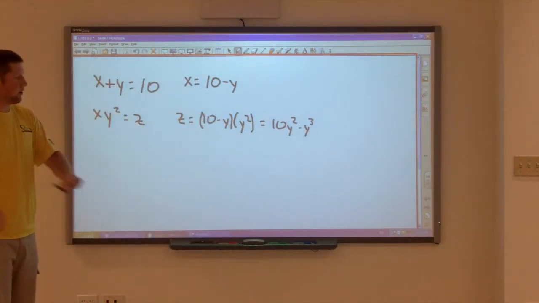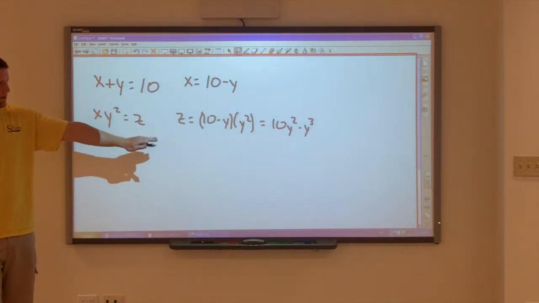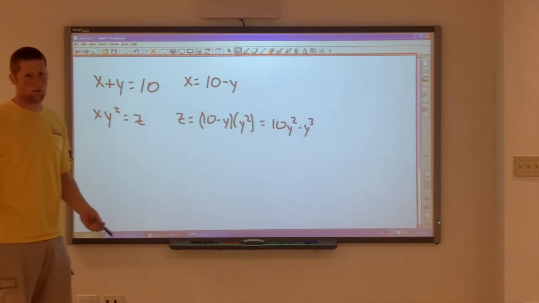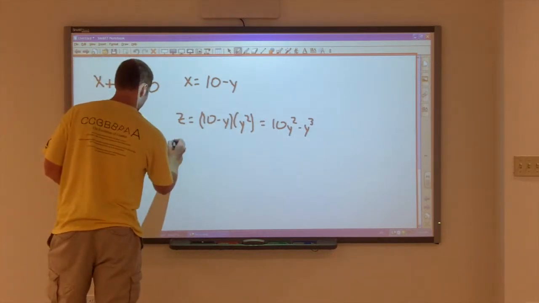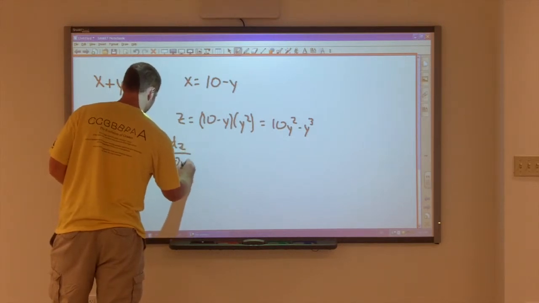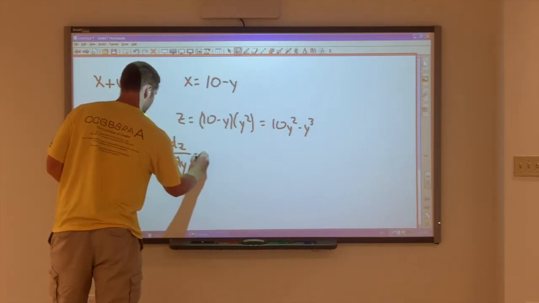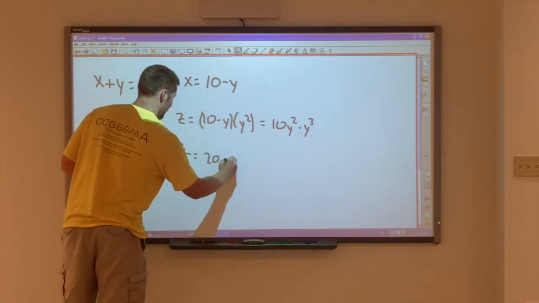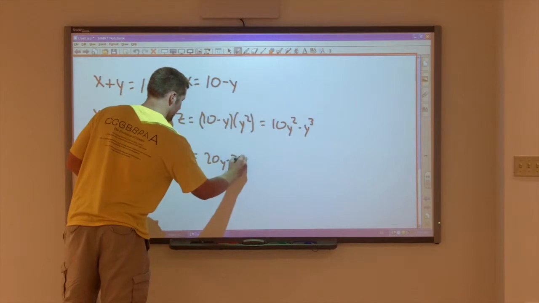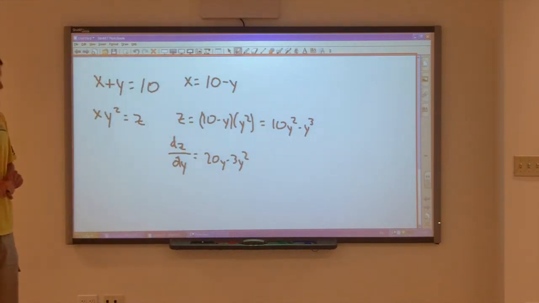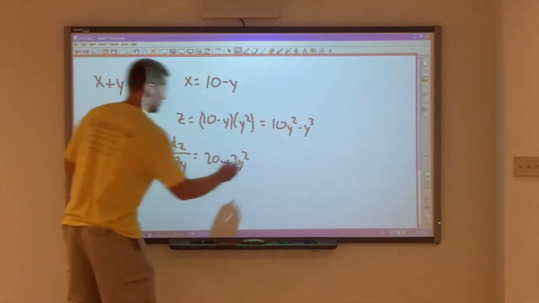Okay, great. Now, if we take the derivative of z with respect to y and set it equal to 0, we can find the minimum or maximum. In this case, we're asked to find the maximum. So dz/dy equals 20y minus 3y squared. And we have to set this equal to 0.